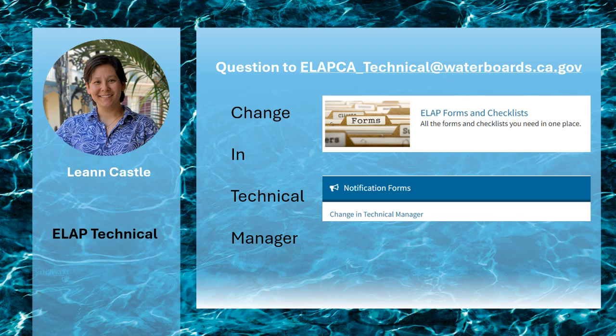So, if roles change in your laboratory, ensure the new staff member is trained before they perform testing. Update your quality manual, SOPs, and organizational structure to reflect new personnel. And if the change involves key technical staff, such as a change in technical manager, submit the proper notifications to ELAP along with all required documentation. Lastly, keep all training records organized and accessible for assessment preparedness.